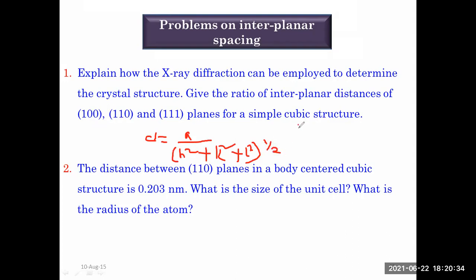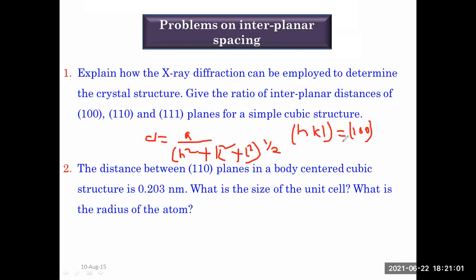Now see, what is HKL? We are talking about HKL. From the figure, HKL is 1, 0, and 0. These are the values you have to get. HKL is 1, 0, 0. So the distance you can measure very easily. A will be the same for the cubic crystal system.